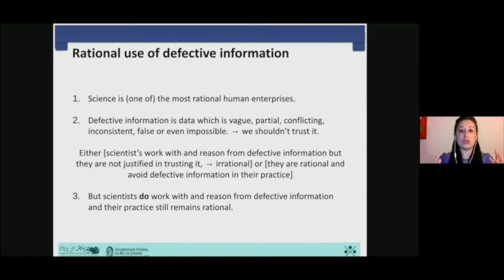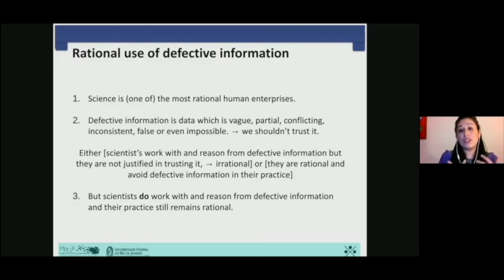So, we have the following intuition. Science is one of the most rational enterprises that humans have. So, while we are not sure about our epistemic practices in our daily life, we actually know that science is very reliable because the practice behind science is, in a sense, very rational. And so, in a different and very independent intuition, we have that defective information, data that is vague, partial, conflicted, inconsistent, false, or even impossible, and we know it to be so, is unreliable, so we shouldn't trust it. If I find that my friend has been lying for years, then I stop trusting whatever she says, or at least I stop trusting the things that she said for all these years.